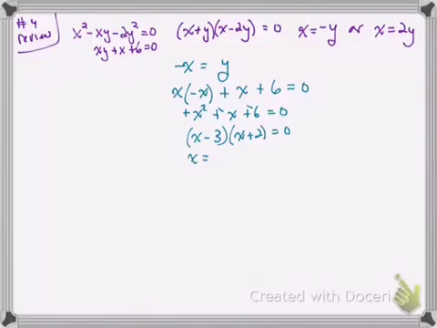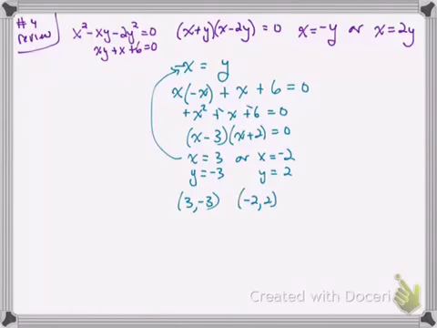So x equals 3. Or x equals negative 2, and then I put that back into here, and I find the y's that go with the x's. So negative 3, y could be negative, positive 2. And so one point will be 3, negative 3, and the other point will be negative 2, 2. Alright, so that's two of the solutions.